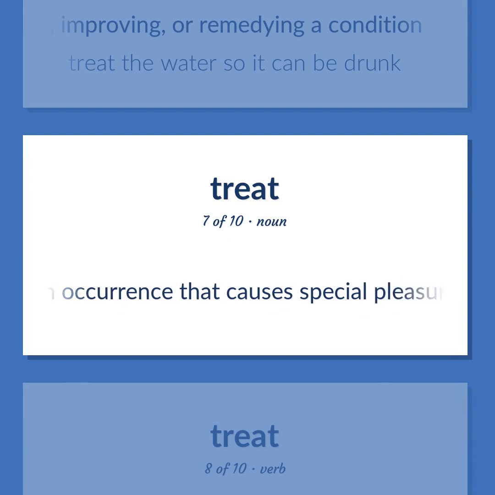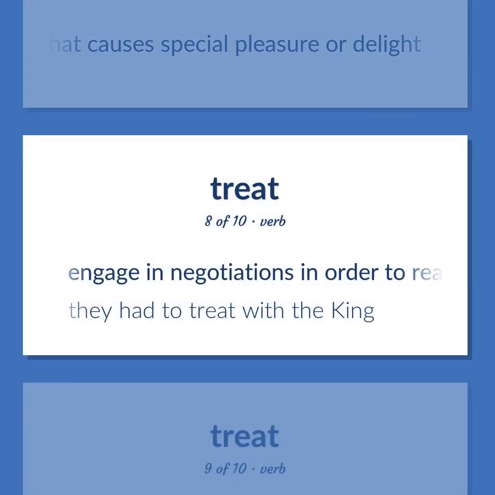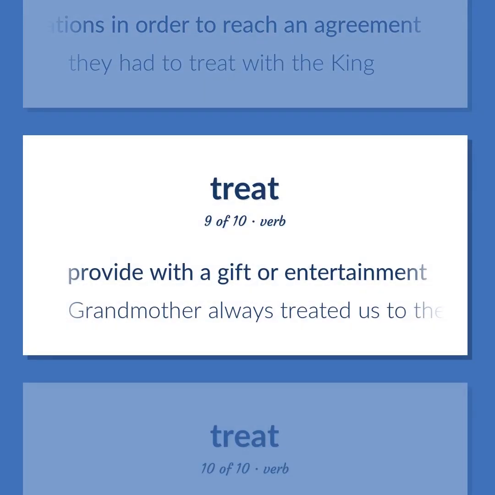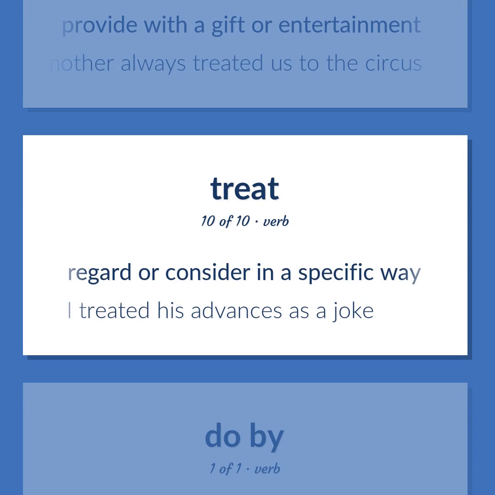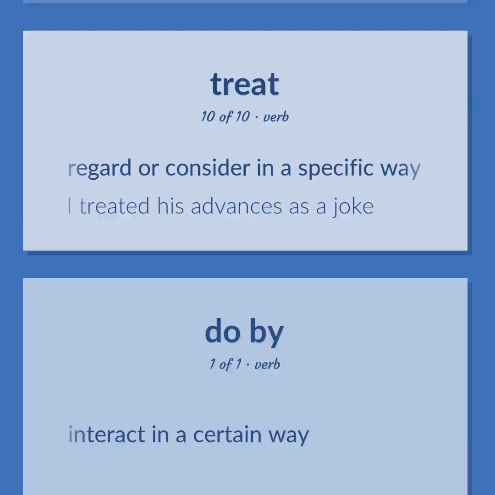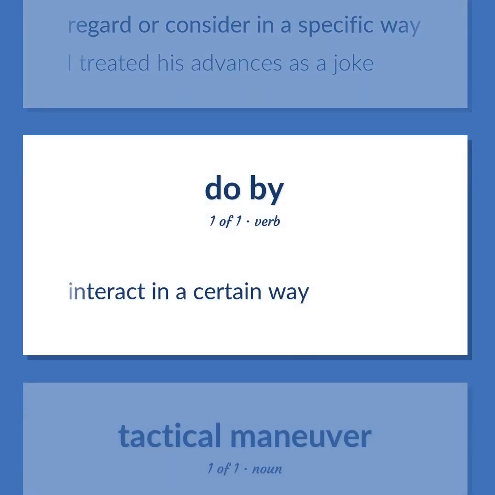An occurrence that causes special pleasure or delight. Engage in negotiations in order to reach an agreement. They had to treat with the king. Provide with a gift or entertainment. Grandmother always treated us to the circus. Regard or consider in a specific way. I treated his advances as a joke. Interact in a certain way.